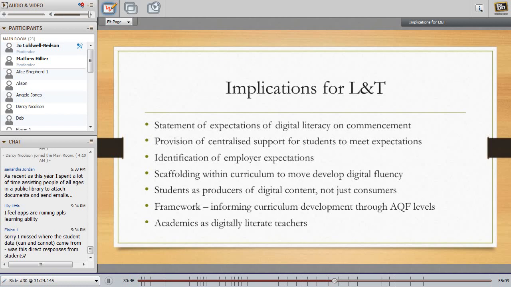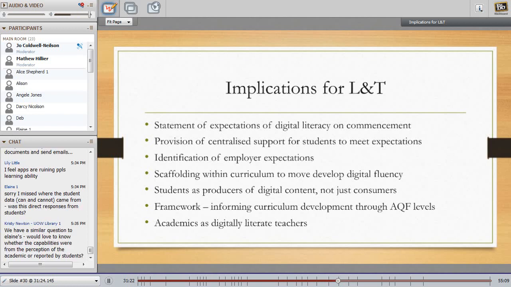We need to be able to scaffold within the curriculum to move students from a social digital literacy capability to something that is approaching digital fluency that's going to stand them in good stead when they hit the workforce. And we need to change students from being consumers of digital content to producers of digital content. We need to develop a framework that's going to inform curriculum development through the AQF levels, just like any other curriculum development. And we need to ensure that our academics are digitally literate teachers.